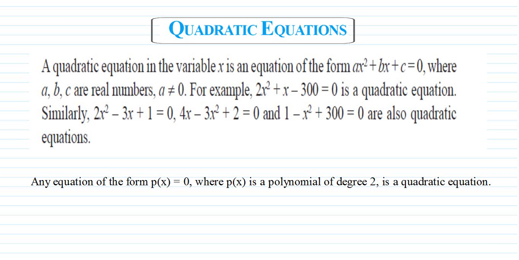Okay, let's start from very basic and we'll try to solve the most important questions in the end. A quadratic equation in the variable x is an equation of the form ax square plus bx plus c. So this is the general or standard quadratic equation where a, b, c are real numbers and a is not equal to 0.